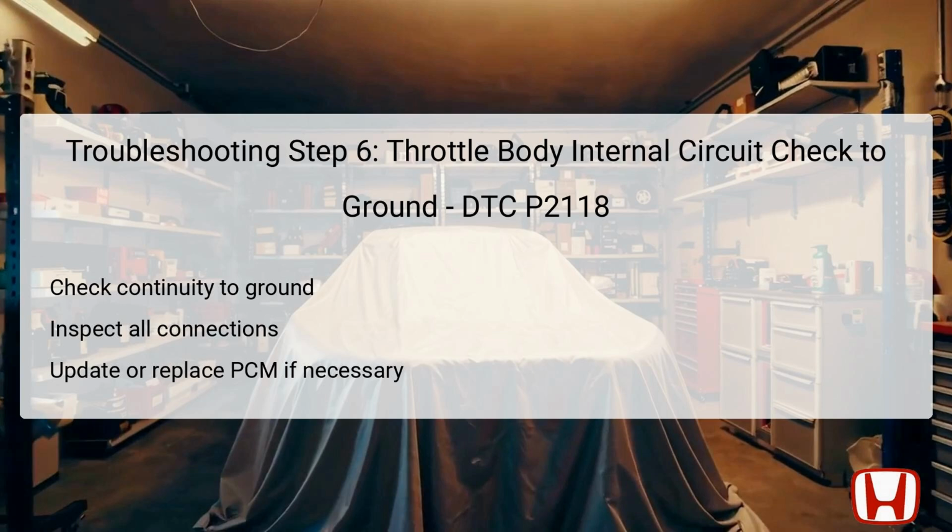Should the reading show there is no continuity to ground, ensure that the throttle body's internal circuitry is functioning properly. If everything checks out, but the DTC persists, it may suggest the need to update the powertrain control module (PCM) with the latest software or replace it with a known good unit for further diagnostics.